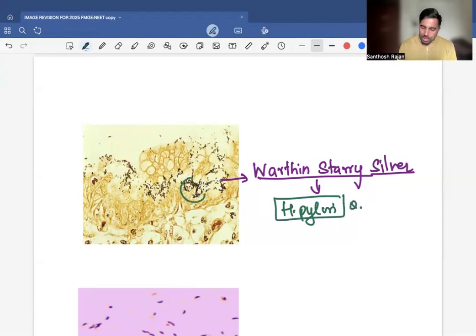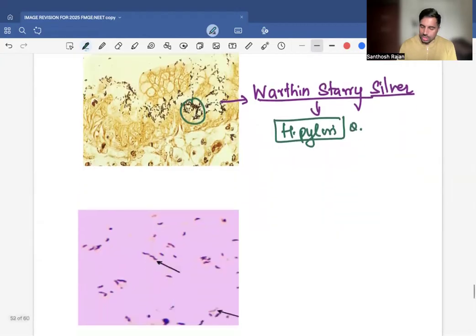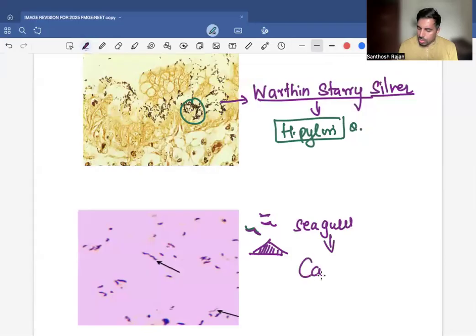Warthin-Starry silver stain, that's what you're seeing here, the black one is H. pylori. Okay, silver stain. So this is a seagull. You see, it's looking like this. The baseline is looking like a seagull, which you see a lot when you're camping. So the seagull appearance with food poisoning comes, you think about Campylobacter jejuni.